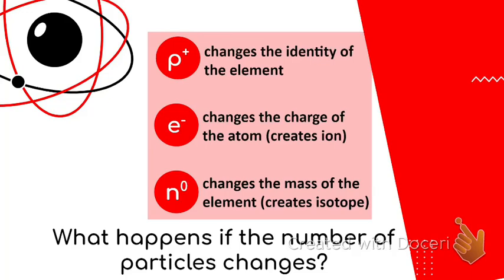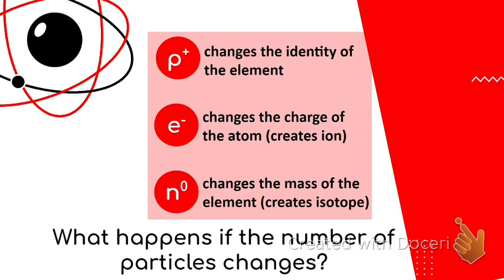All right, so we're going to go ahead and take a look at our notes. So this is going to be at the top of page 3. And so this is going to be what happens if the number of different particles change. And so first, let's talk about our protons. So whenever we change our number of protons, we're actually going to be changing the identity of that element.